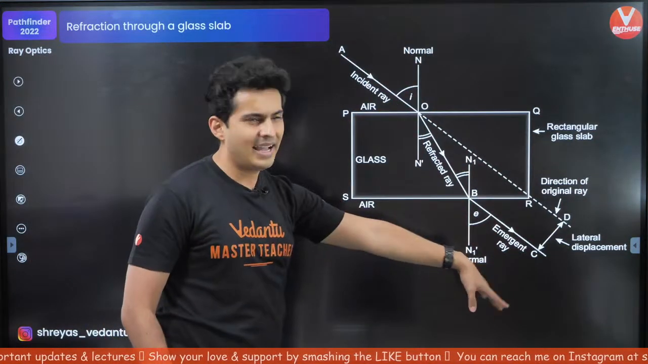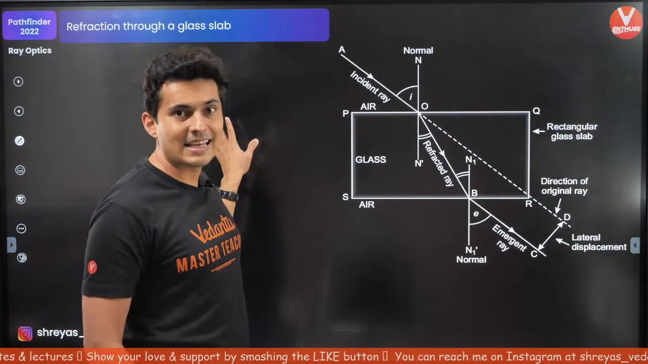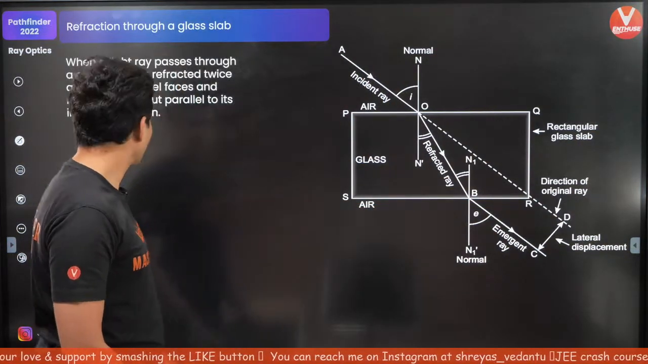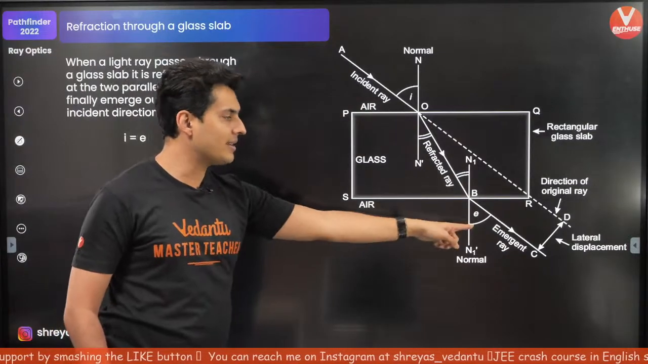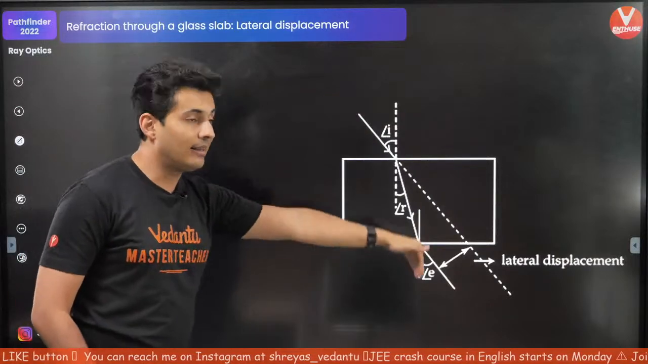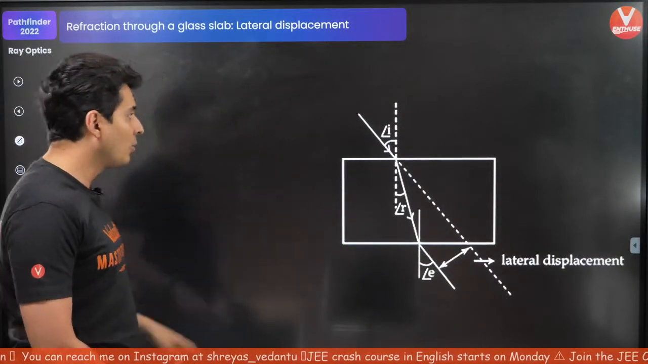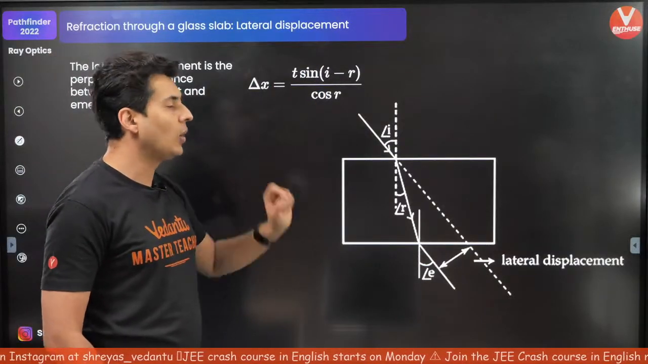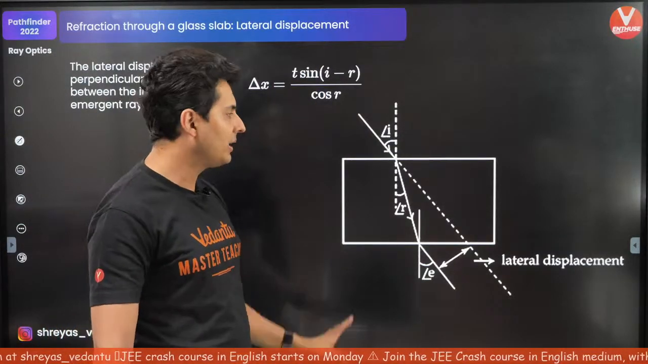So this is a ray diagram. It looks scary, but it's the same thing. It's just that I have marked everything over here for your notes. The incident and the emergent rays are parallel, as I just told you. And when you calculate the lateral displacement, this is what it turns out to be: T sine of I minus R by cos R. A very important formula that you should know.